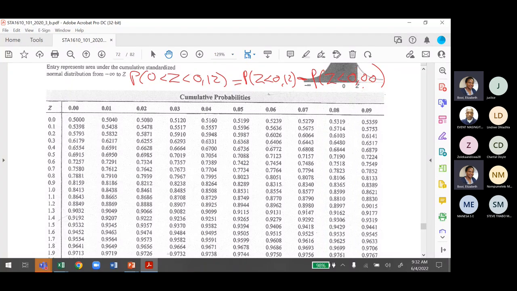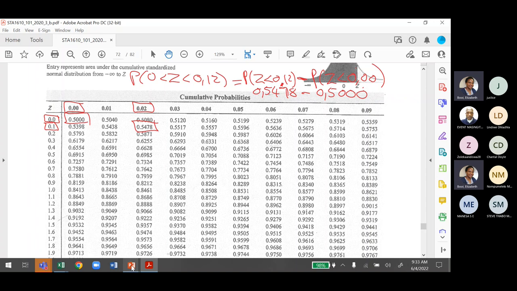All right, so now I need to go and find the probability of Z of 0.12. Remember the second one first. So I'm going to find the second one first. 0.12, that is my probability, which is 0.5478. And this side is 0.00, so it's just the one on top, 0.00, which is 0.5000. And you go and calculate that.